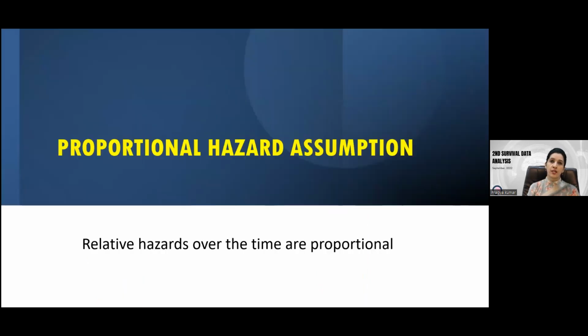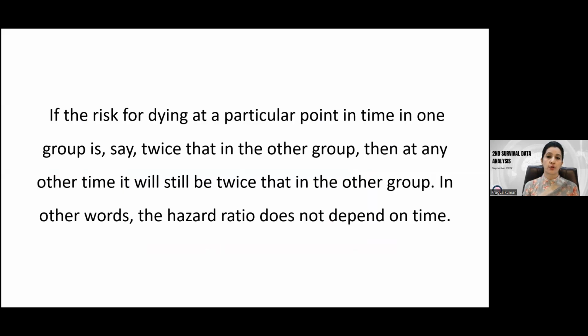So this proportional hazard assumption says that the relative hazard over time is proportional, or constant. Like if I say that the risk of dying at a particular point of time in one group is twice that in the other group, then at any other time point, whether it is T1, T2, T3, Tn, we can say that the risk is twice only. So in other words, the hazard ratio doesn't depend on time.